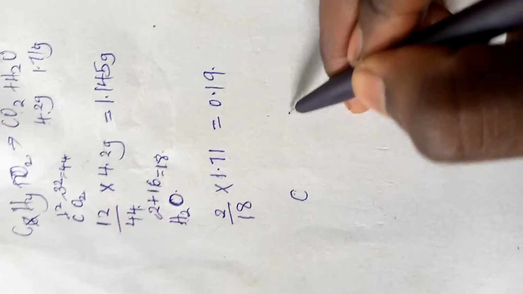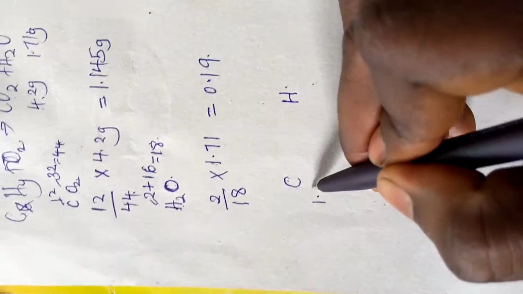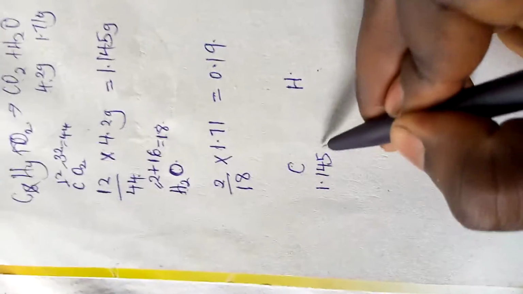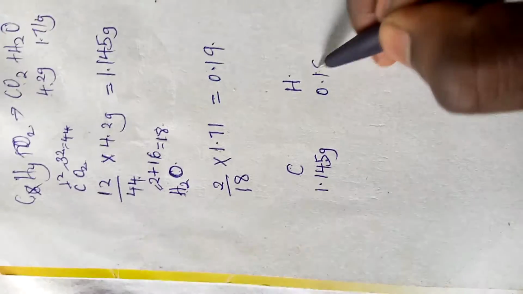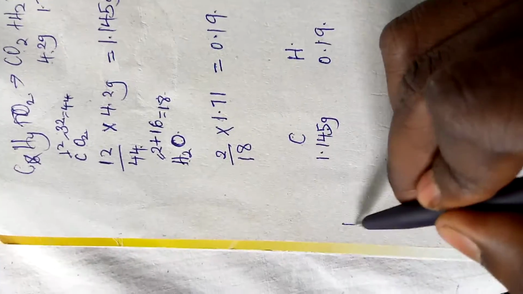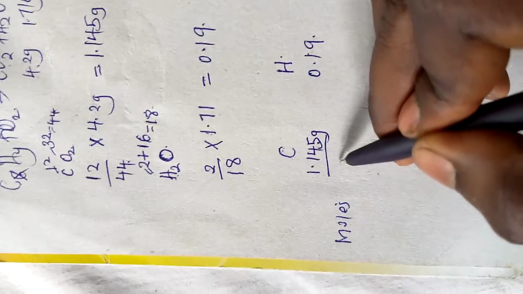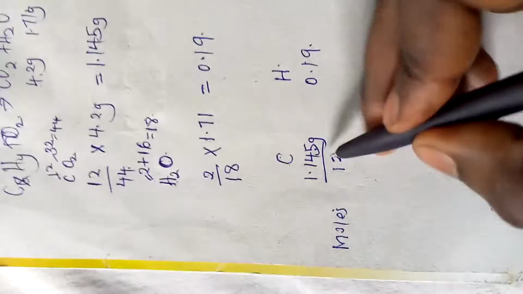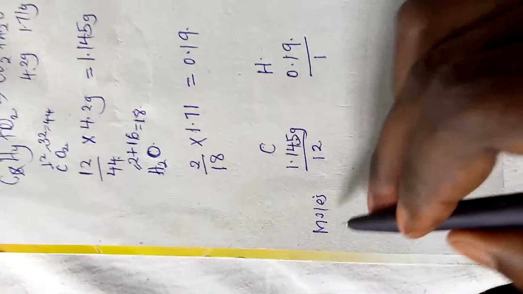Now, finding out the masses of carbon and hydrogen only, and then getting the mole ratio, we now go the empirical formula way. The mass of carbon we obtained as 1.145 grams, and the mass of hydrogen as 0.19. So we get the moles in this. We get the moles by dividing by the atomic mass of each of the elements, and that of carbon is 12. The atomic mass of hydrogen is 1.